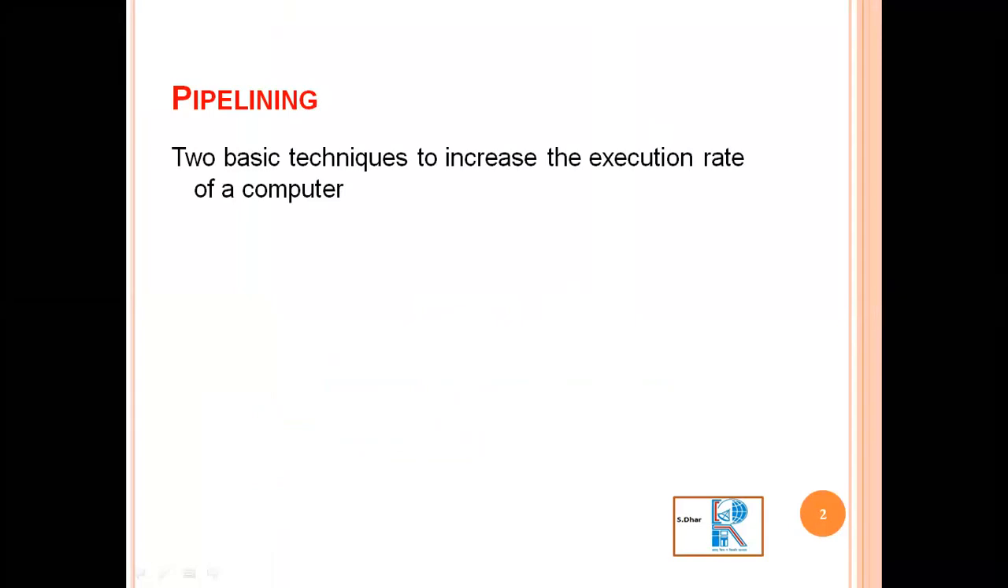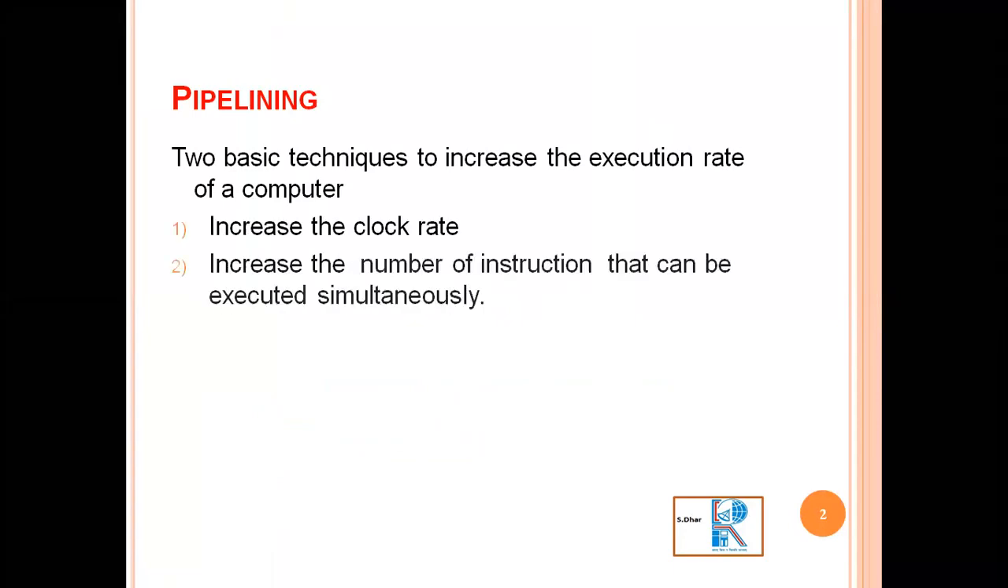we learned about different types of techniques to increase the performance of a computer. We know that one technique is to increase the clock rate. That means if we increase the frequency of the instruction, clock rate means 1 by T is equal to frequency of the instructions. That means the number of instructions executed per second. If we can increase it, then the performance of the system will be increased.